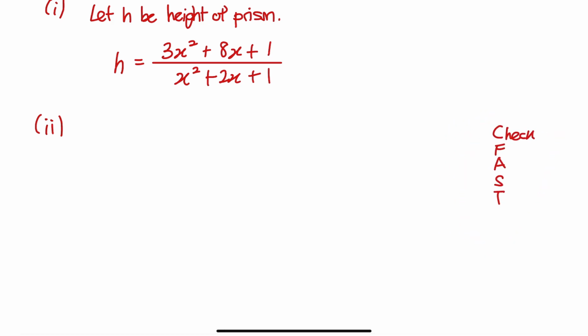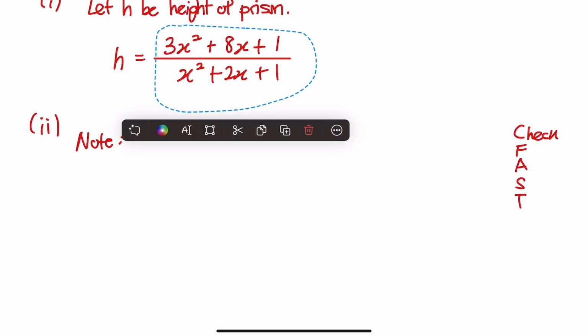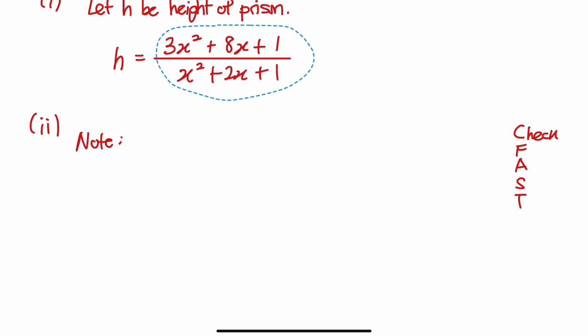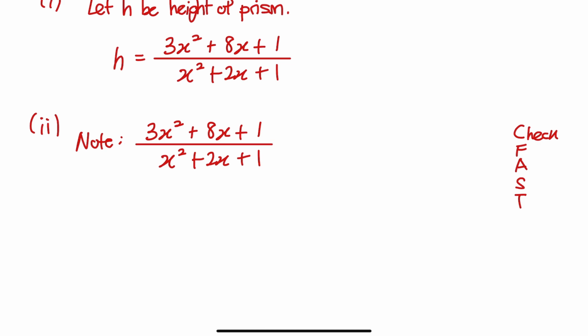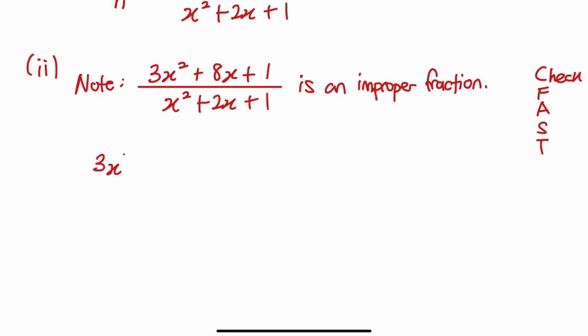So if I look at this fraction over here, the degree of the numerator is 2, and the degree of the denominator is also 2. Since the degree is the same, this is an improper fraction. So that means I have to use long division now. I'm dividing 3x squared plus 8x plus 1 by the divisor x squared plus 2x plus 1.